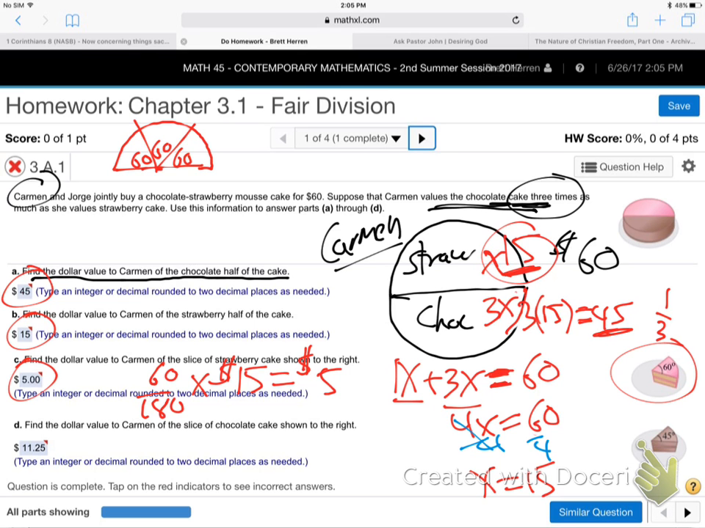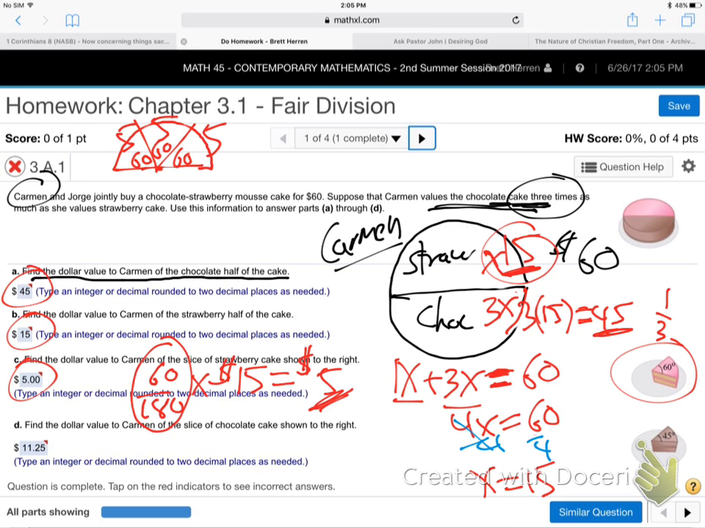Does that make sense? For Carmen, the whole strawberry is $15, so break it into 3 parts. The strawberry is worth $5, $5, $5 for each of those 60-degree angle cuts, right? Good. Am I going too quick? Does that make sense? So you just take the angle. It's 60 out of 180 times 15. $5. Now, let's find the dollar value to Carmen of the slice of chocolate to the right.